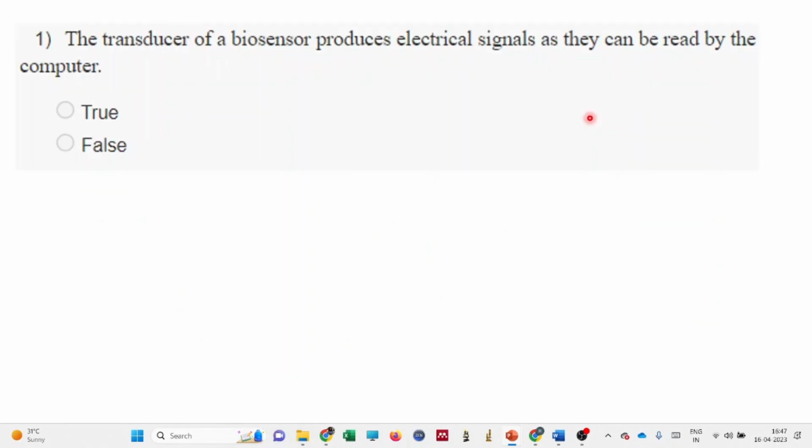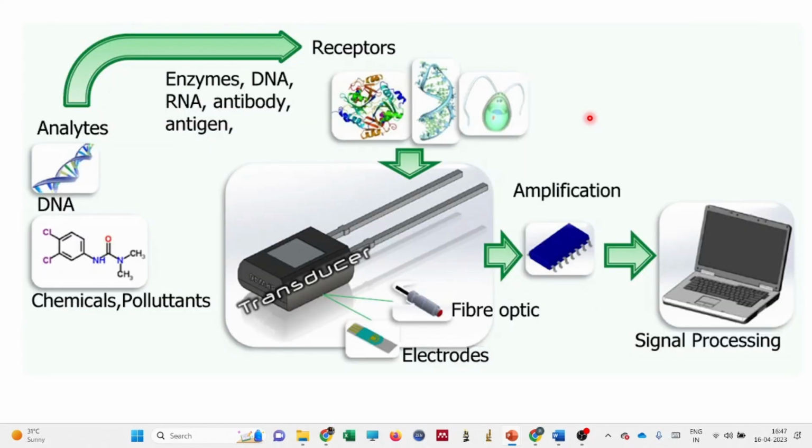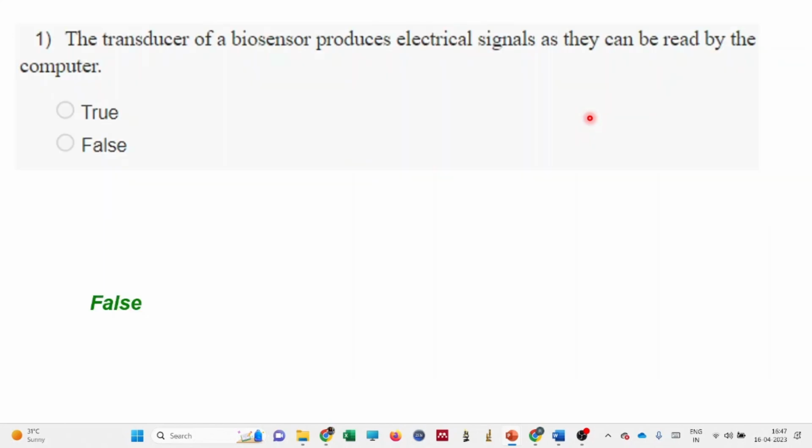So moving on to the next question: the transducer of a biosensor produces electrical signals so that they can be read on the computer. Is it true or not? Anybody? Yeah, so we have already discussed the transducer. So it's true. In some cases they can actually also produce electrical signals.